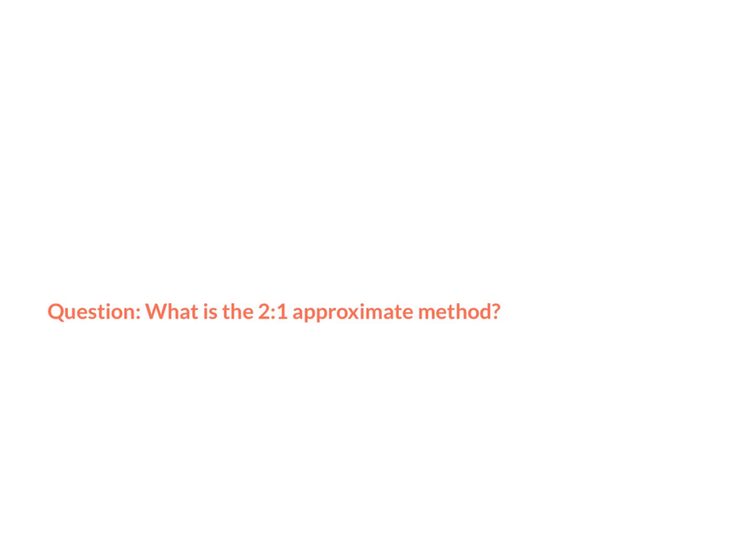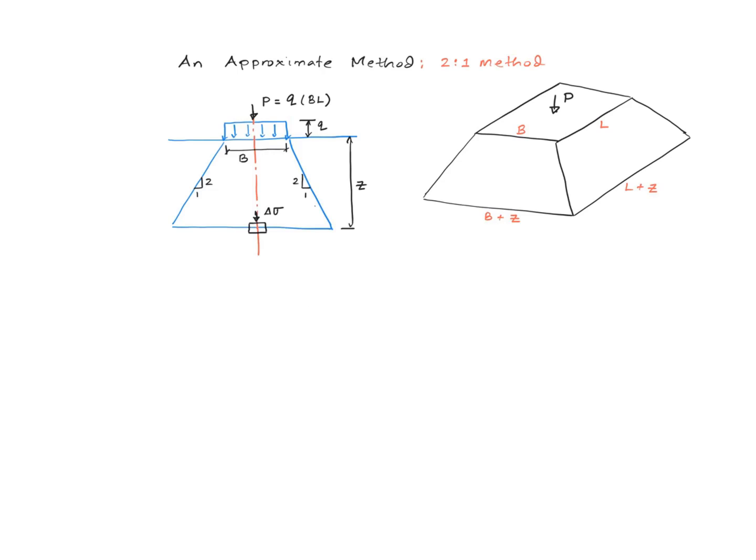The question here is, what is the 2:1 approximate method? Say we have a rectangular footing of dimensions B times L. This footing supports a column load of P, and P is related to the footing pressure by this equation, P equals q times B times L. Say we are interested in calculating the change in the vertical stress at a point that lies on the center line that goes through the foundation and at a depth of Z.